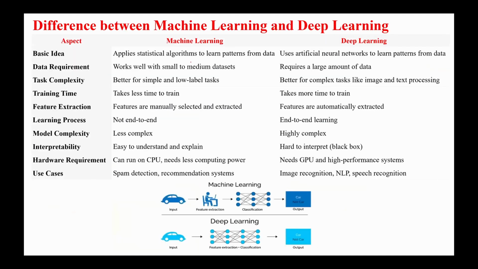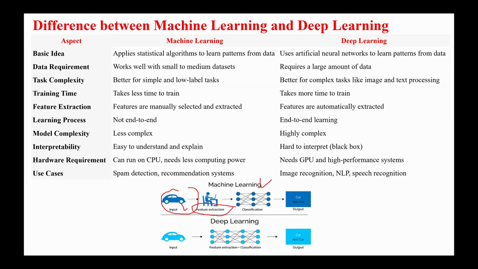Now, the difference between machine learning and deep learning. Okay, I discussed AI already. Now coming to machine learning and deep learning, right? Look at the diagram first. In the diagram, I have given this car as input. In machine learning, what happens? I extract the features.